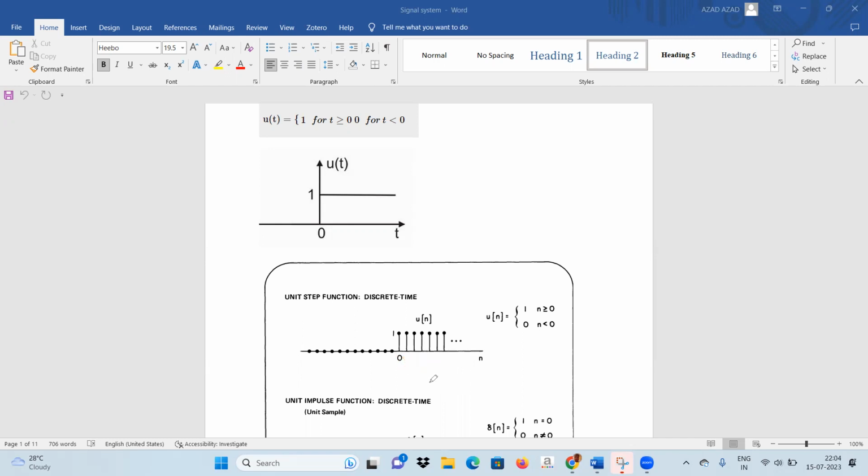It has a discrete value for integral n. For each integral n, it has a discrete value. You can see here u(n) is defined only where n is greater than 0, and where n is less than 0, the magnitude is 0.